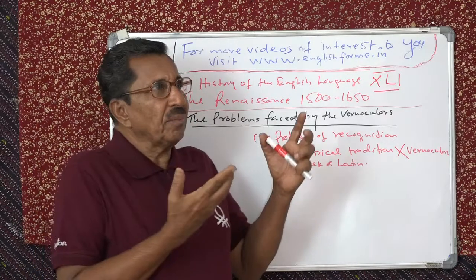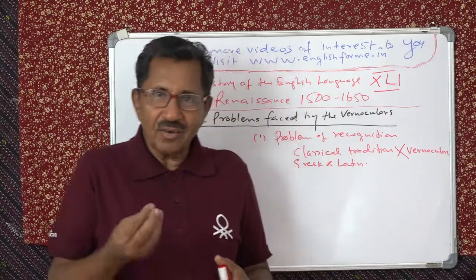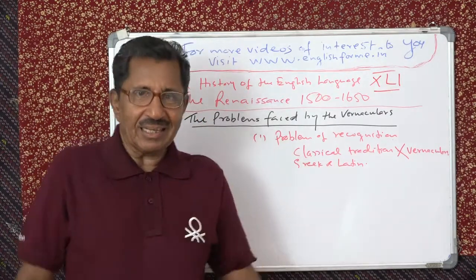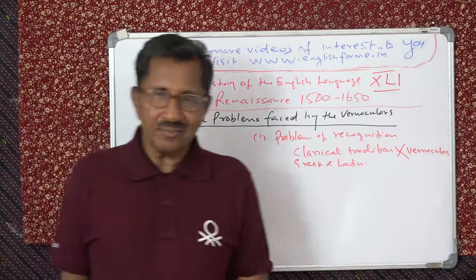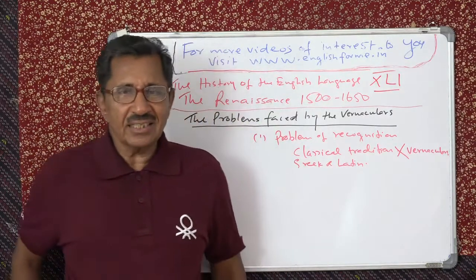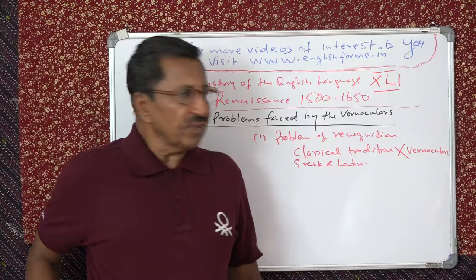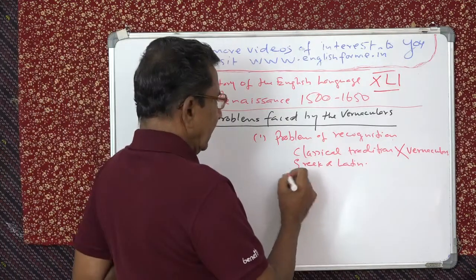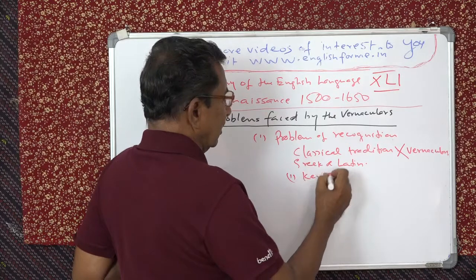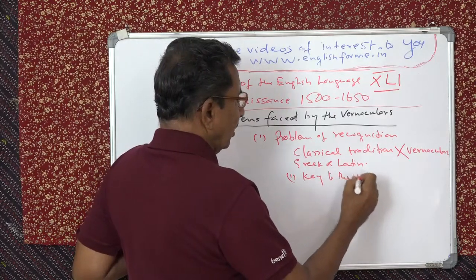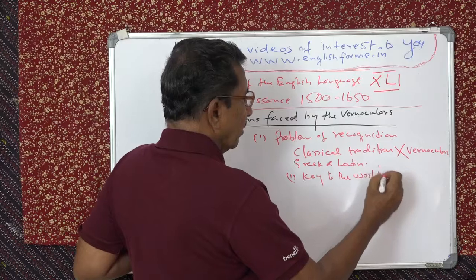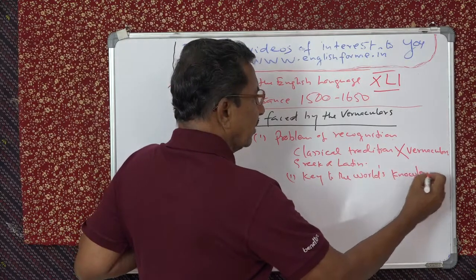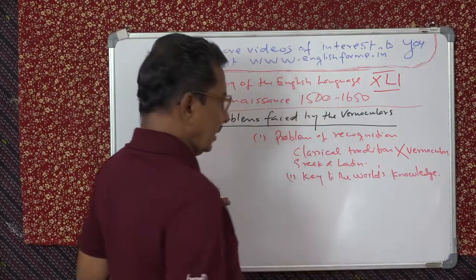Even if you go to the land of the Eskimos, they can speak to them. Speak means you can say bread, butter and things like that. You can somehow survive. So here they say the first point is that it is the key to the world's knowledge, because all the esteemed books are written in there.